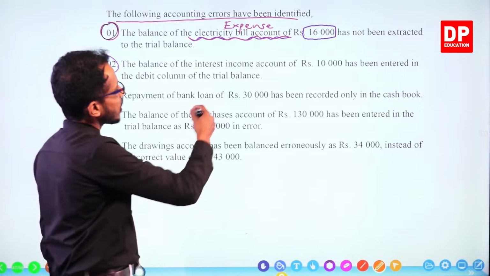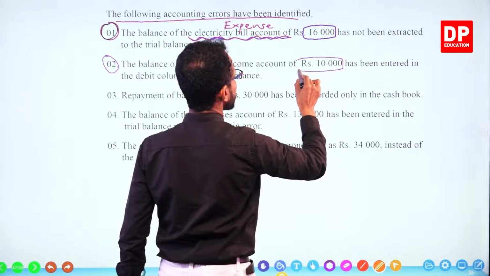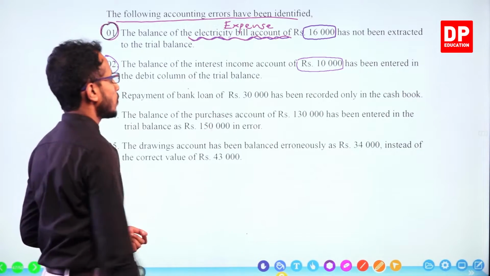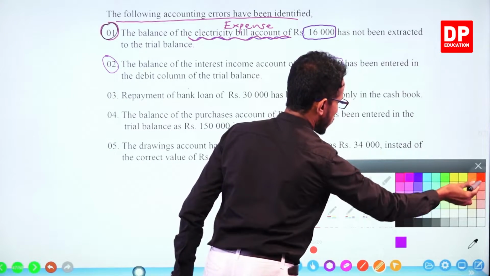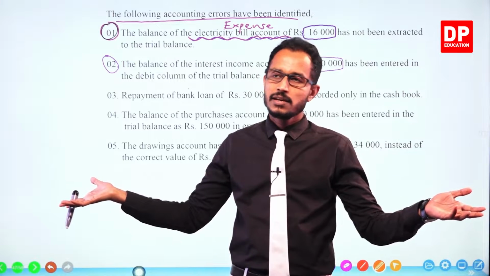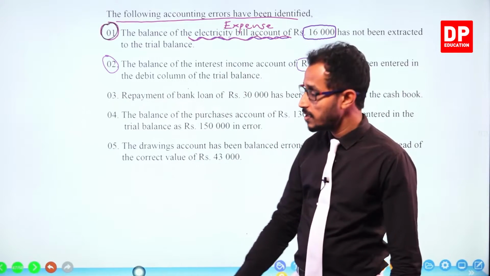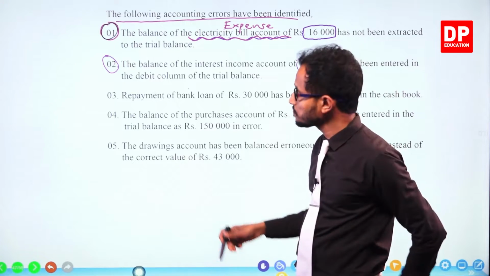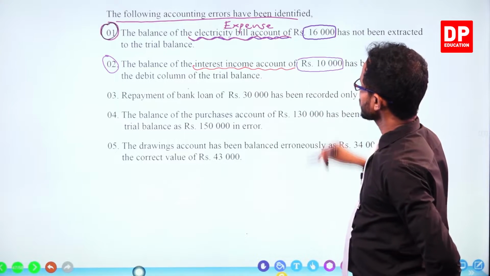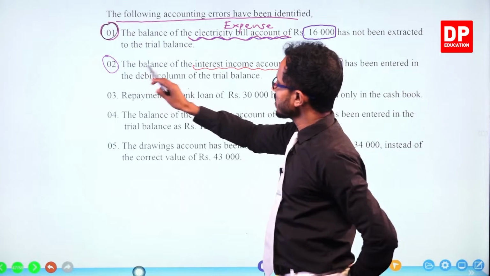Balance of the interest income account 10,000 has been entered in the debit column. Oh no, that is another mistake, another error. You can't enter income accounts in the debit column. You can't do that, but they have done. Error. Balance of the interest income account 10,000 has been entered in the debit column.